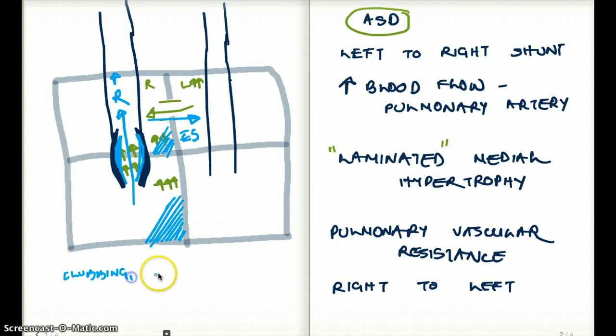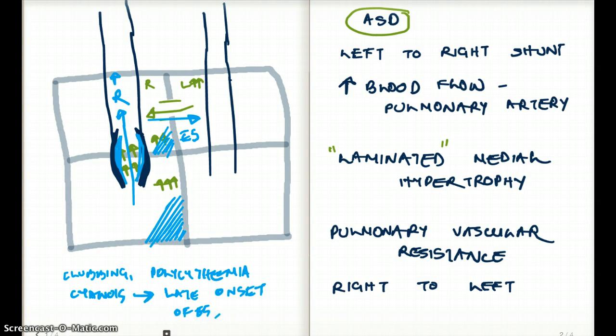As this becomes progressively bad, in the late onset of Eisenmenger syndrome, we're going to see clubbing, we're going to see polycythemia, and we're going to see cyanosis. These are the late onset features of Eisenmenger syndrome. So now let's talk about surgery.